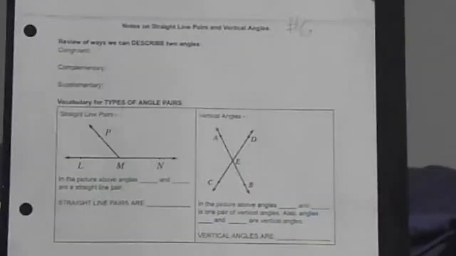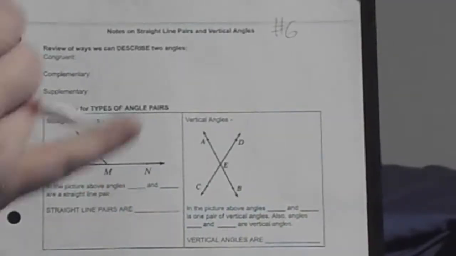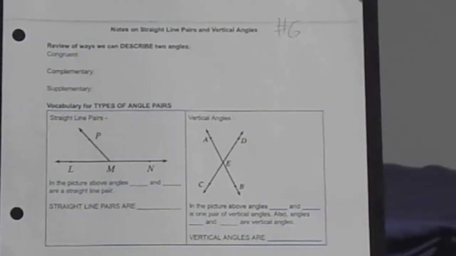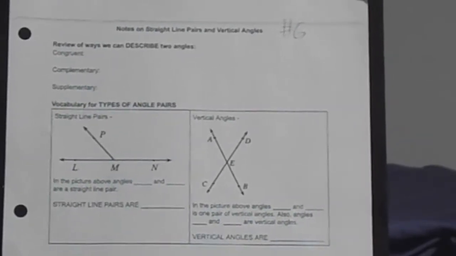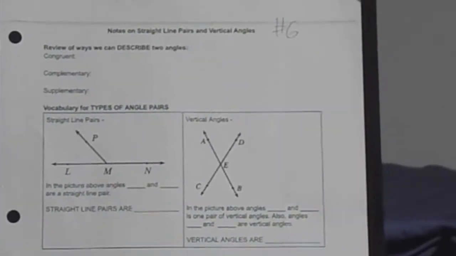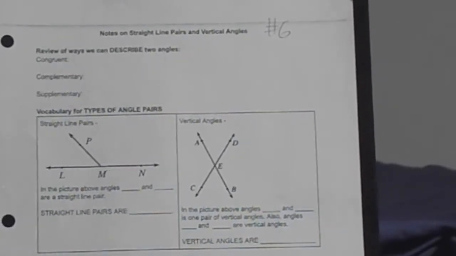So we're on our sixth set of notes, and that's about straight line pairs and vertical angles. Up to now, when we've learned about angles, I've taught you 3 ways we can describe 2 angles, right?